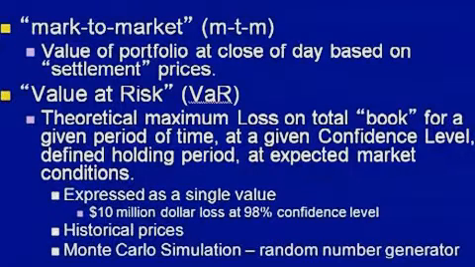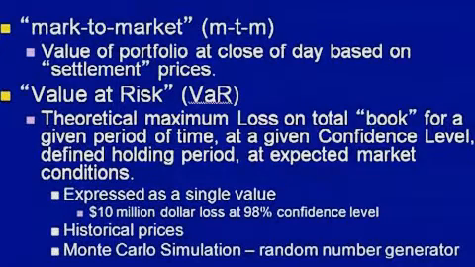Value at risk is a complicated theoretical maximum loss on a total financial trading book. It's usually calculated for a given period of time, let's say a 3 to 5 day period. A certain confidence level, this is statistically speaking, you may want a 95 to maybe as much as a 98% confidence level. A defined holding period, and then expected market conditions. The expected market conditions are variations in price that could occur in the marketplace. It is expressed as a single value. For instance, a VAR on a book could be something like $10 million loss at 98% confidence level with a holding period of 3 days.